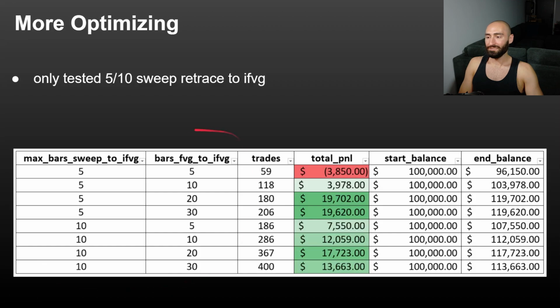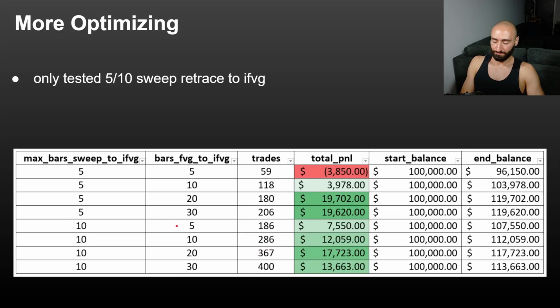I kept these there. But I wanted to add in, like I mentioned, how long should we wait for a fair value gap to get inversed? Also 5, 10, 20, 30. And it looks like when you wait too little, you don't do too good. You get way less trades, which might be the biggest factor. Way less trades, and you're barely profitable. Same story if you're waiting 10 bars after the sweep to get your fair value gap. You're not doing too good when you're doing it too quick.